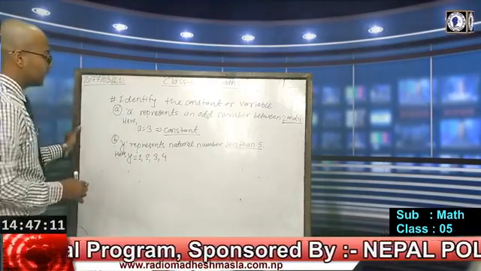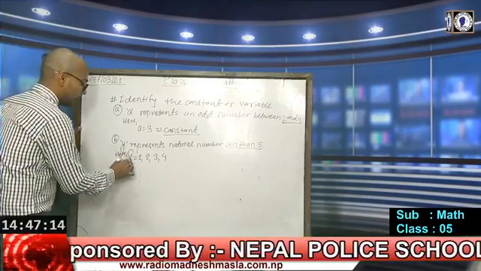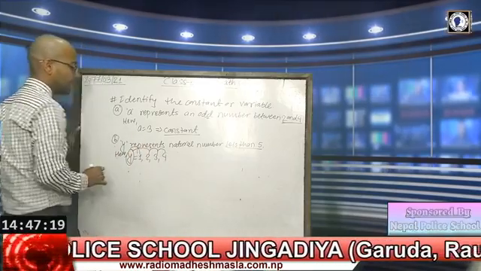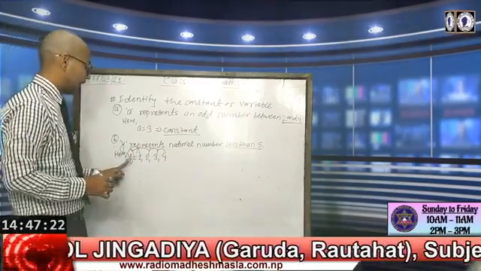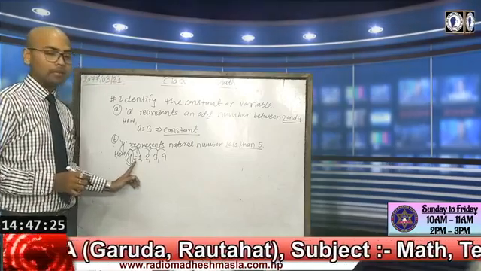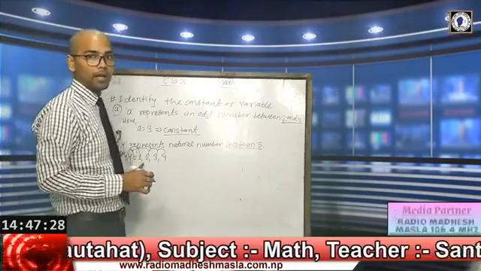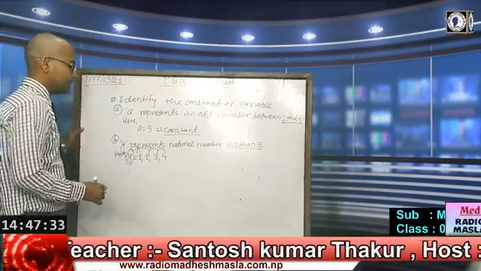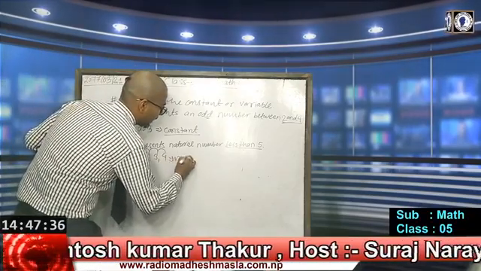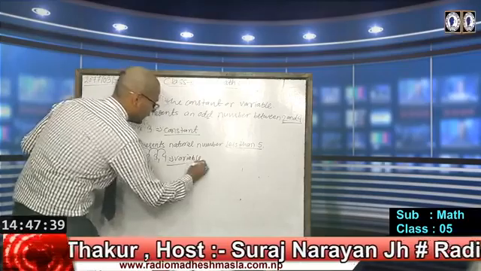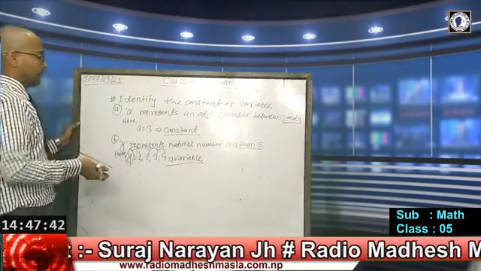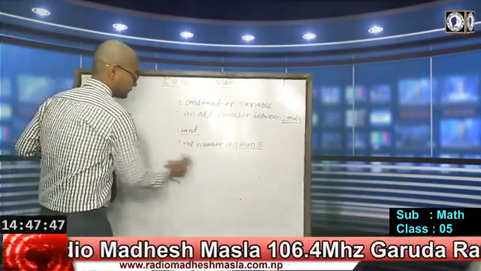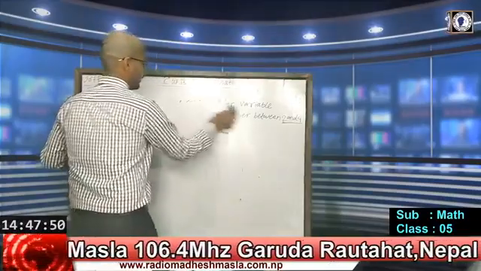So y is sometimes 1, sometimes 2, sometimes 3, sometimes 4. It means y has 4 values. According to the definition, it has more than 1 value, so it is known as a variable. In this way you can find constants and variables. I hope you are understanding.